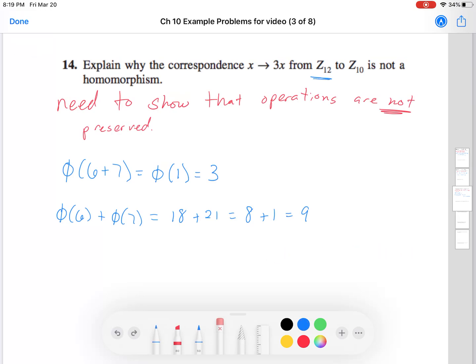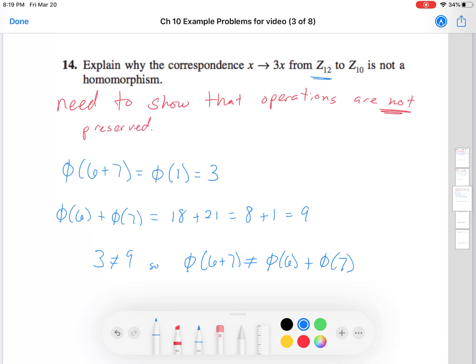I'm running out of space here, so let me rewrite this. 3 does not equal 9. So that tells us that phi of 6 plus 7 does not equal phi of 6 plus phi of 7. So this is what's showing us that it's not operation preserving.